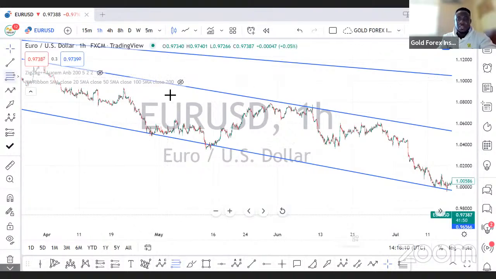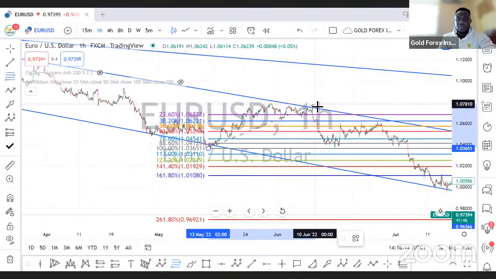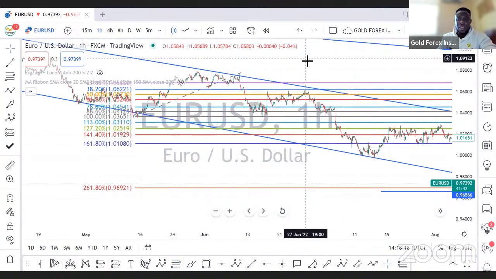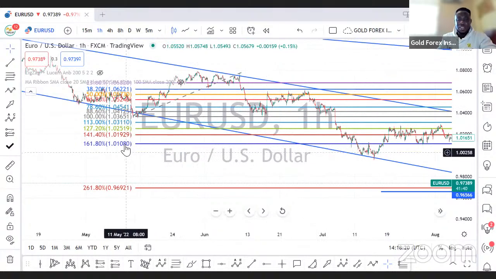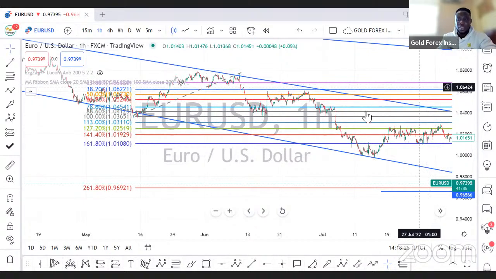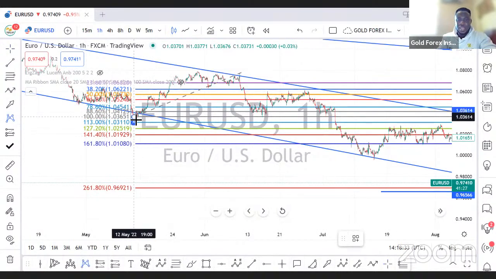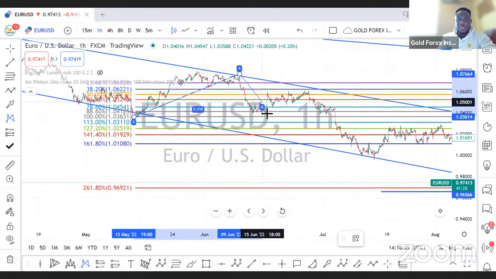Now, let's look at this. Now, what are you expecting over here? 161. Look at this. It got to the 161 zone and started pulling up, okay? And this is also, it ended at one. This is also a deep crab pattern, like the one we saw on the DXY. This is also a deep crab pattern. You can see over here.